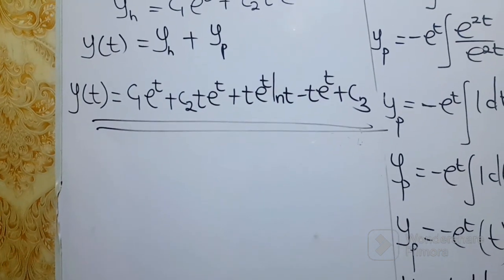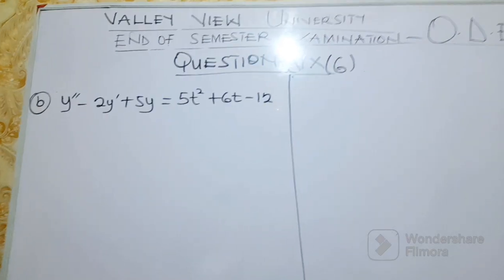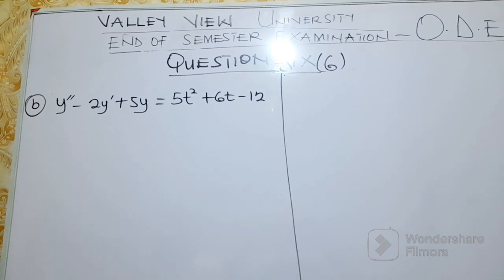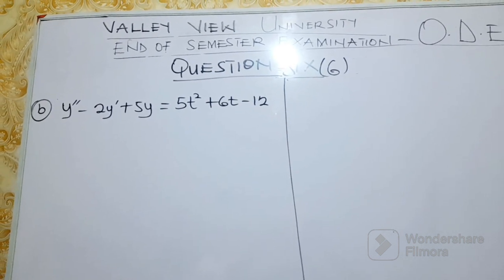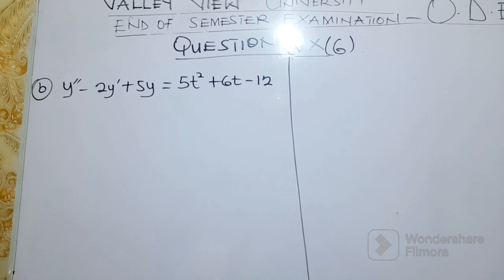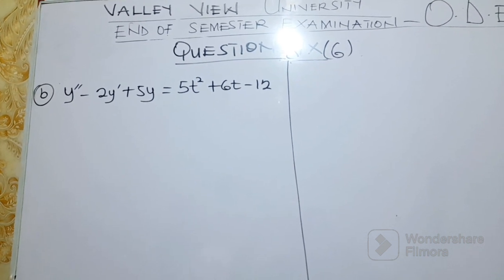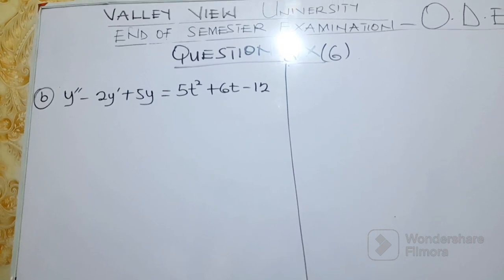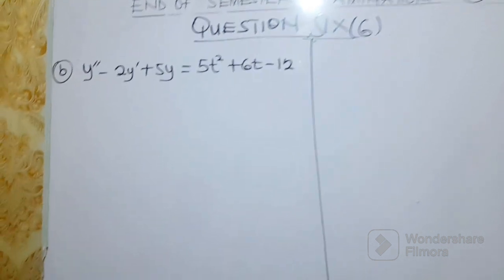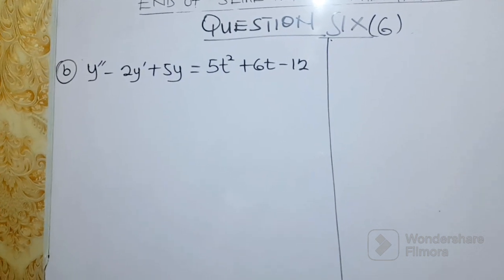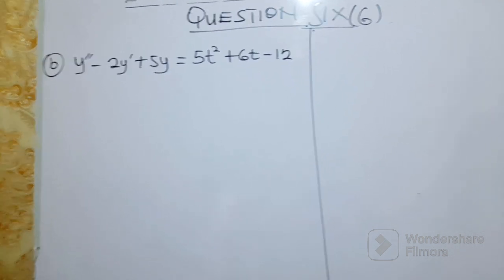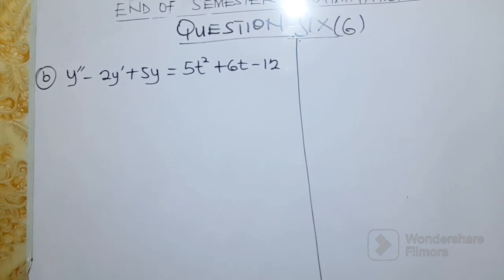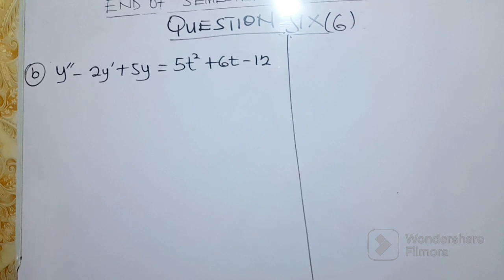We'll go to the B aspect of this question 6. The B aspect of question 6 says that we should find the complete solution of the second order non-homogeneous linear equation y prime prime minus 2y prime plus 5y equal to 5t squared plus 6t minus 12. So I've been saying time without numbers that anytime we are met with a second order ordinary differential equation, we must find out whether it is homogeneous or non-homogeneous. Luckily for us, the question says it's non-homogeneous, and it is true because it is not equated to 0. It is equated to another function.